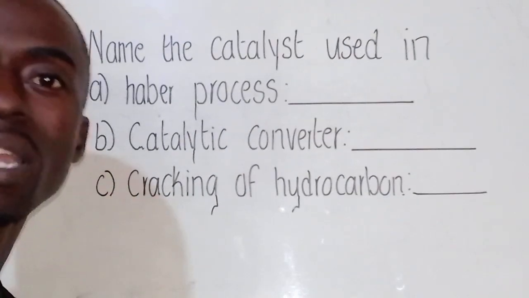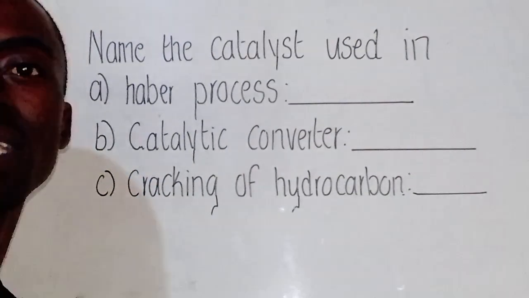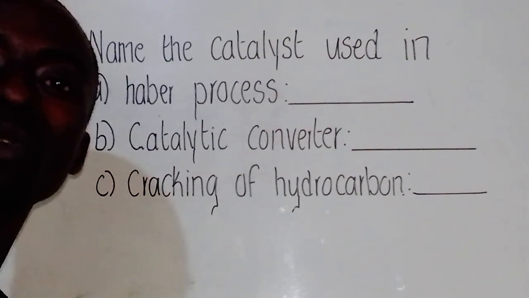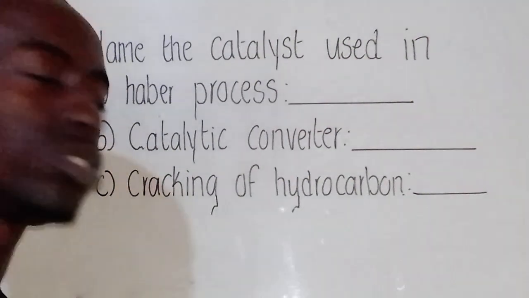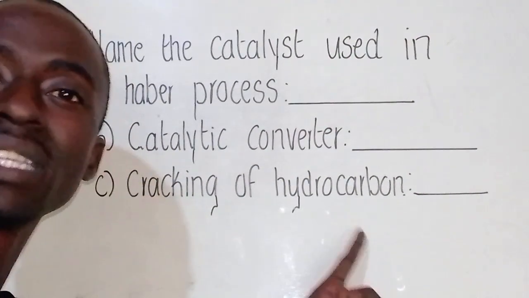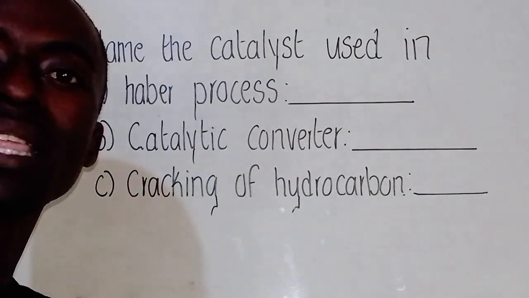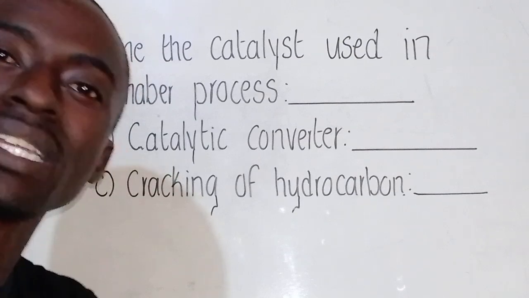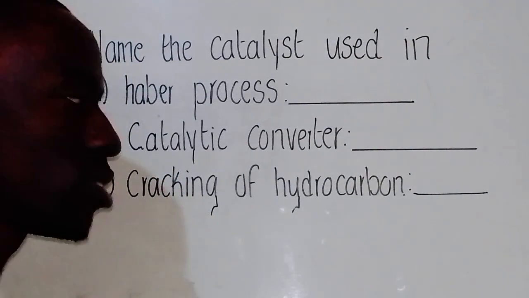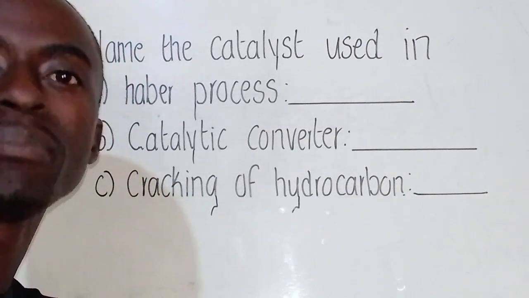There is a thermal cracking and the catalytic cracking. Catalytic cracking involves the use of a catalyst. The catalyst which is mostly used during the breaking of this is the aluminium oxide. For example, the way the alkanes are being broken down into alkene. So the answer here is aluminium oxide.